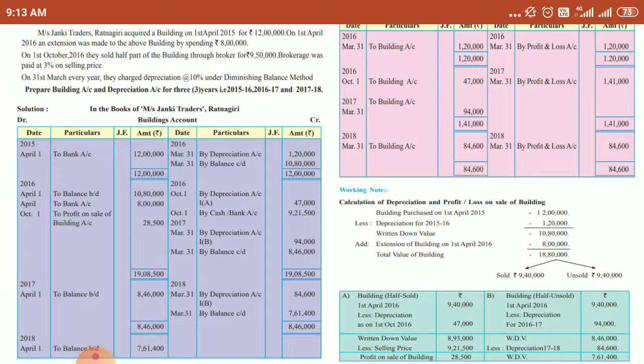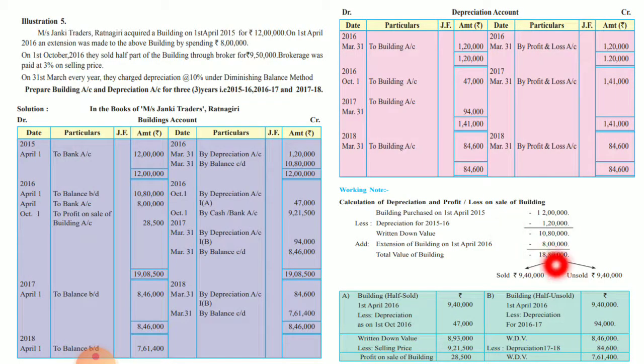28,500. और जो remaining part है, उसका हमें क्या करना है? Depreciation calculate करना है. So what is the amount of depreciation calculated? 10%. So remaining part कितना है? 9,40,000. So on 9,40,000 we have to calculate 10% depreciation, will give us 94,000.